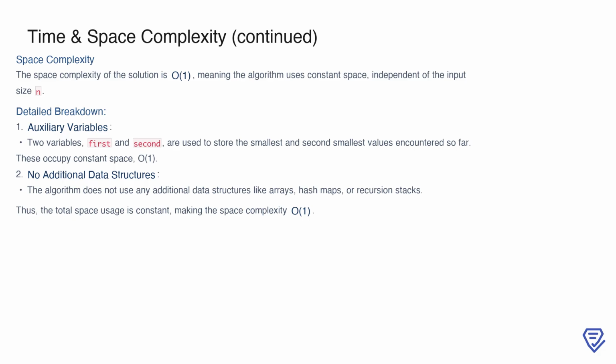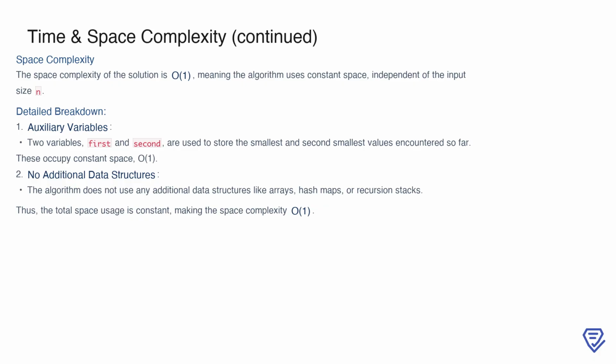The space complexity of this solution is O(1), meaning the algorithm requires constant space regardless of the size of the input array. Let's see why. First, the solution uses only 2 auxiliary variables, first and second, to keep track of the smallest and second smallest values encountered so far. These variables occupy a fixed amount of memory, which doesn't grow with the input size.